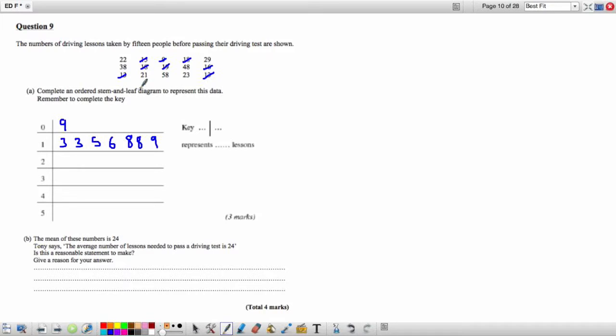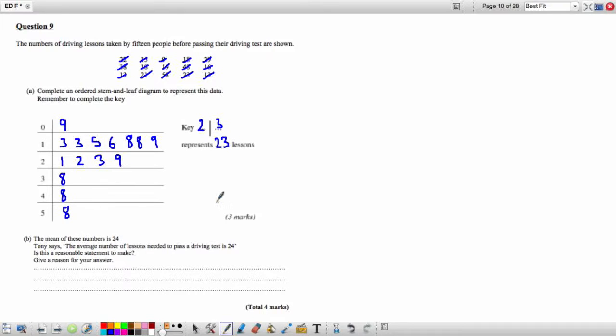We then have for the 20s, 21, 22, 23, and 29. For 30, we have just 38, for 40, 48, and for 50, 58. Now to do our key, we can take any number here or any number within this range. For example, 20 and 3 means 23 lessons.